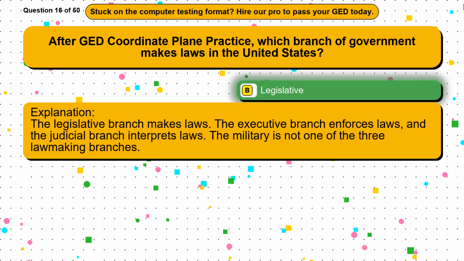The executive branch enforces laws, and the judicial branch interprets laws. The military is not one of the three lawmaking branches.